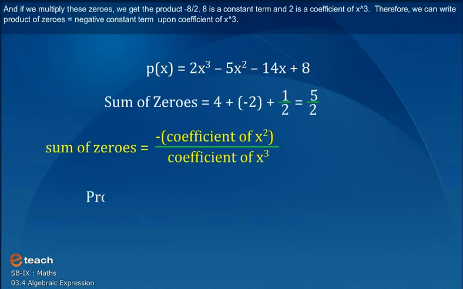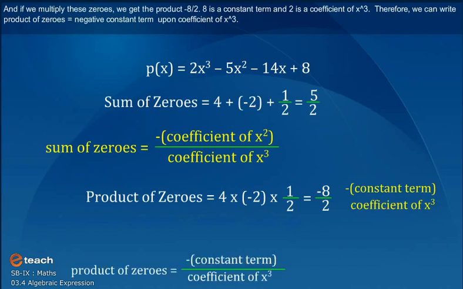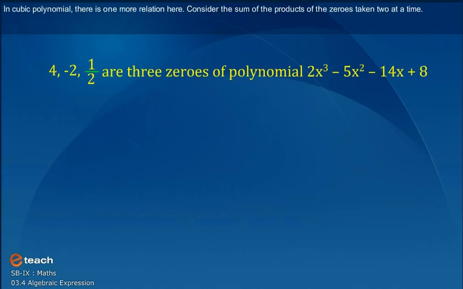And if we multiply these zeros, we get the product minus 8 upon 2. 8 is a constant term and 2 is a coefficient of x cube. Therefore, we can write product of zeros is equal to negative constant term upon coefficient of x cube. In cubic polynomial, there is one more relation here. Consider the sum of the products of the zeros taken 2 at a time.